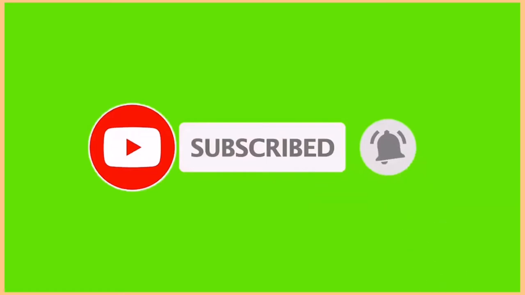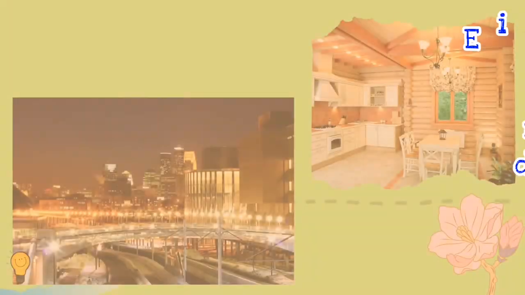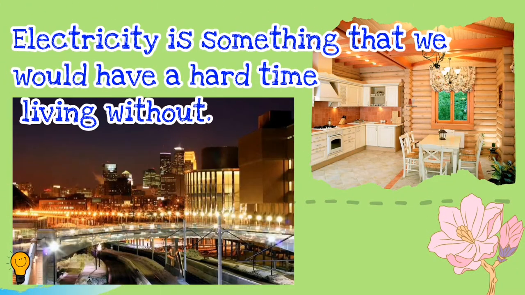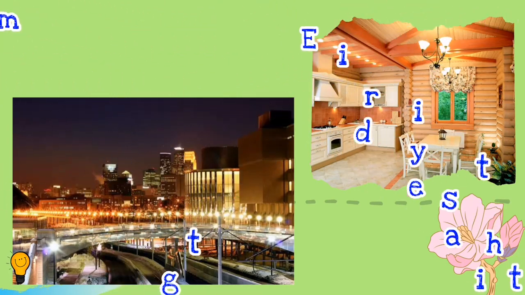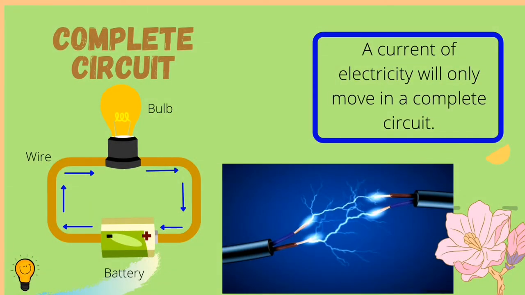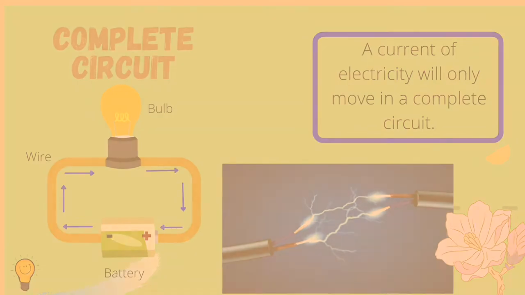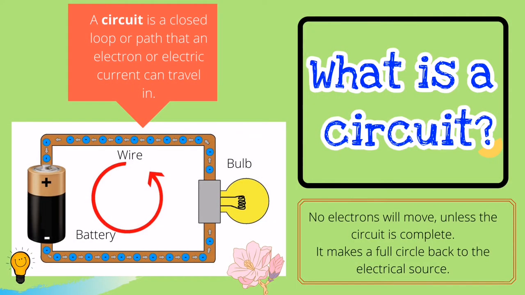Since we cannot live without electricity for a very long period, electricity is something that we would have a hard time living without. We need to understand how electricity flows. The real sense is that a current of electricity can only move in a complete circuit. Then what is a circuit all about? A circuit is just a closed loop or a path that electrons or electric current can travel in.